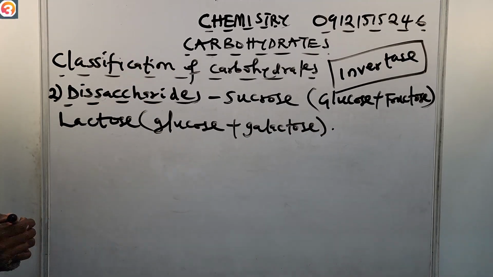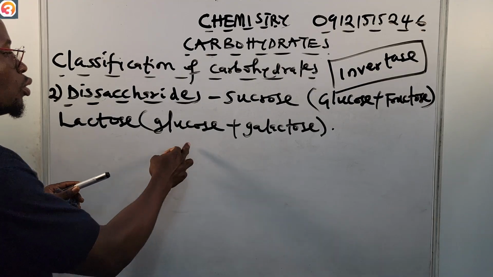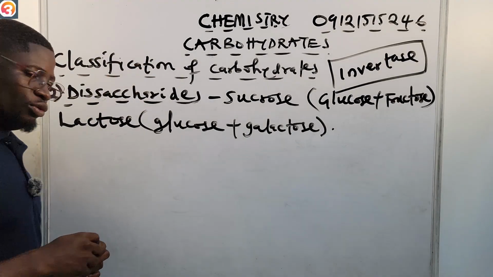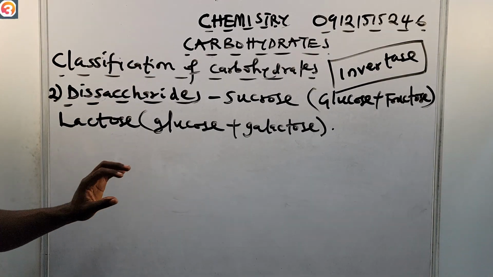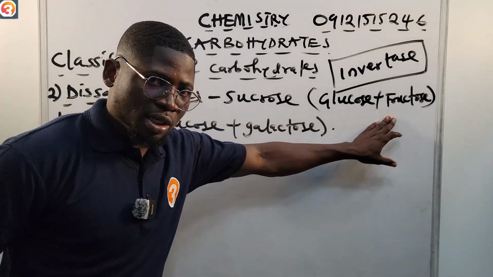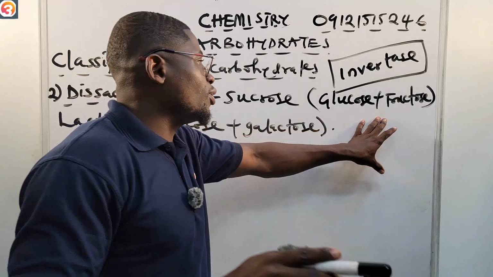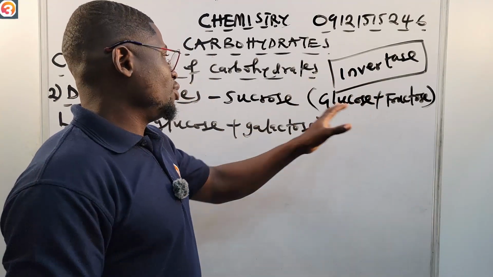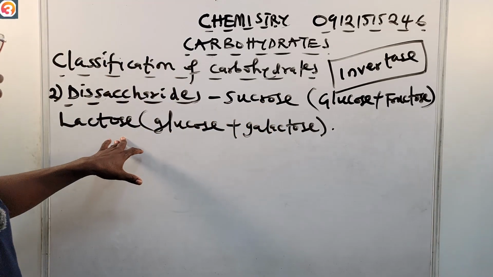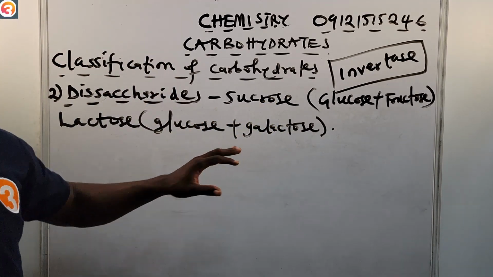So we have lactose. For lactose, we add glucose plus galactose to give us lactose. Please take note of that. Sucrose is glucose plus fructose, the two simple and most common simple sugars. When you add them together, you get sucrose. While for lactose, we get glucose plus galactose.